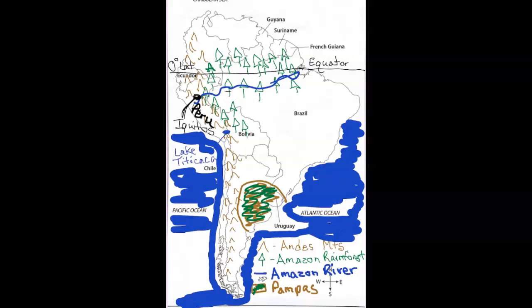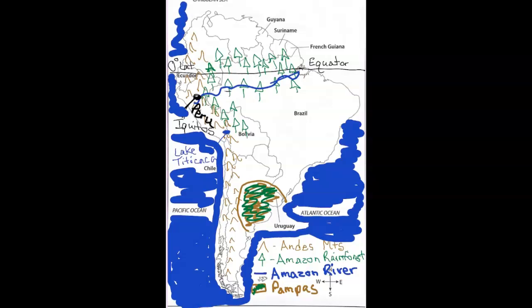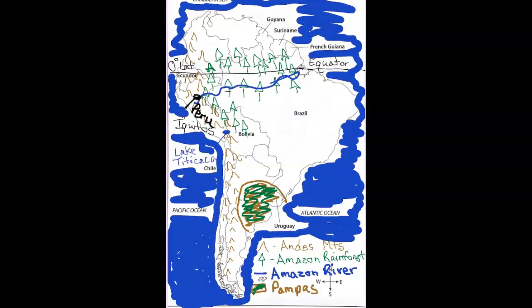This is the Pacific Ocean on the west. On the east of the continent is the Atlantic Ocean. All of this is ocean. And then to the north, we have the Caribbean Sea. But this is all water, all waterway in here. Okay, just so that you can see.